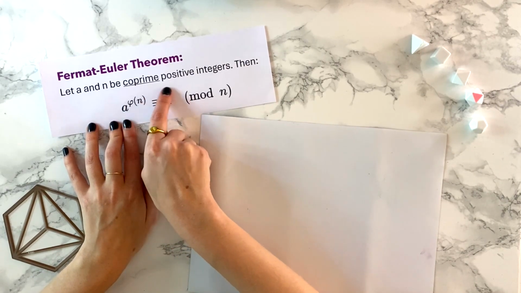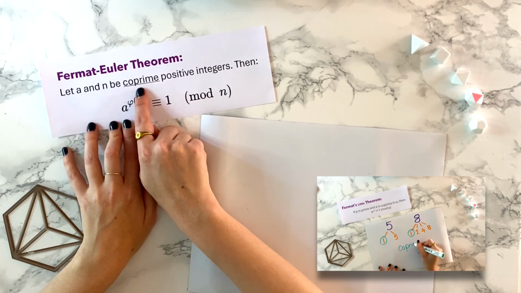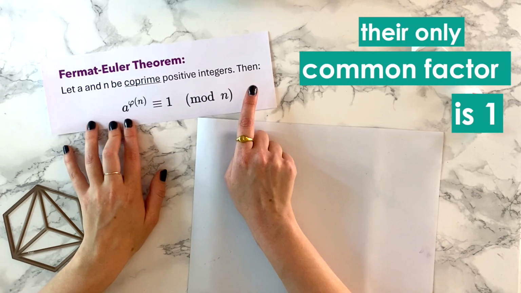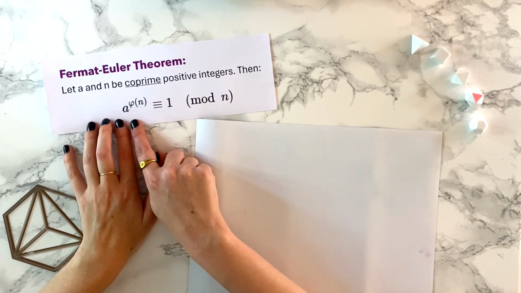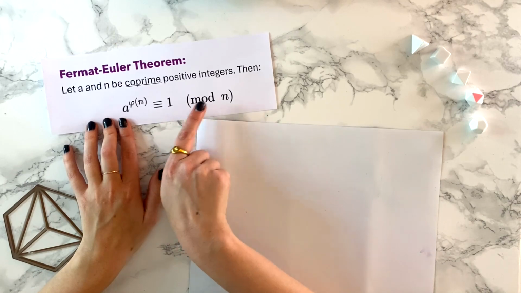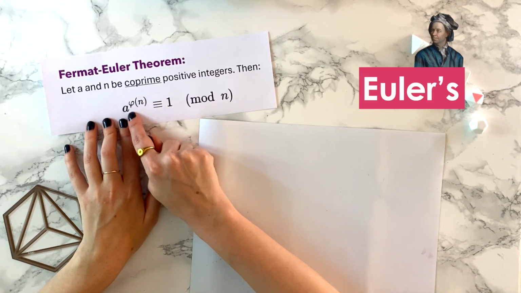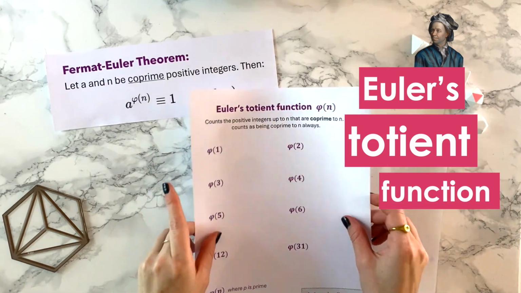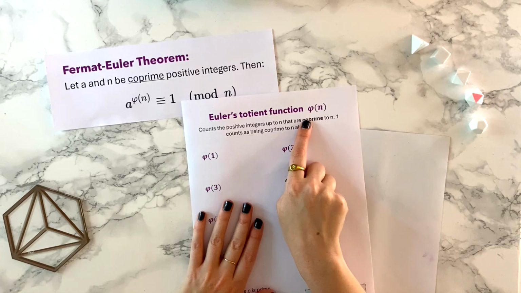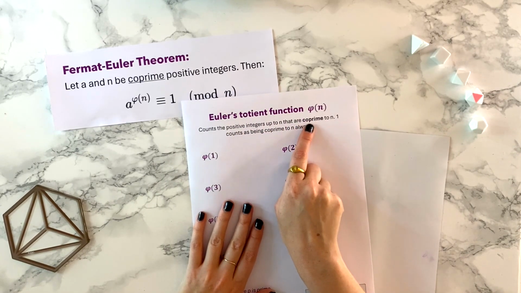So first off, we have this word co-prime. We talked about this in the last video. Two integers are co-prime if the only common factor they have is 1. Then we have this statement, a to the power of this mysterious thing here is congruent to 1 modulo n. Let's talk about this symbol here. So this is called Euler's totient function. So what is Euler's totient function? Euler's totient function counts the positive integers up to n that are co-prime to n.